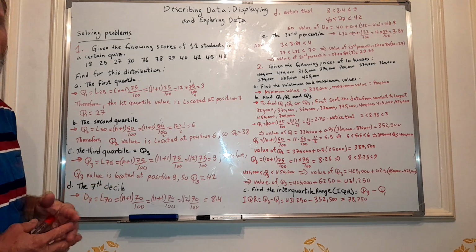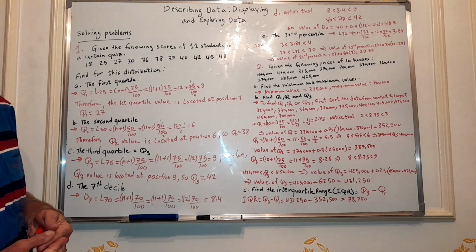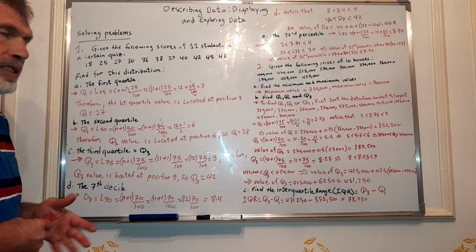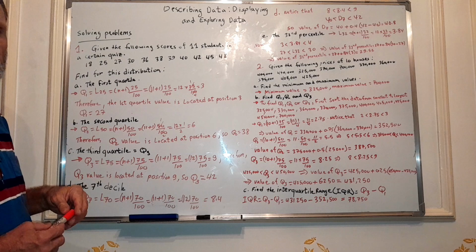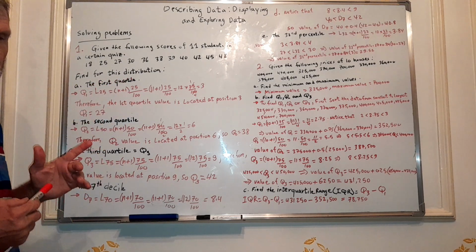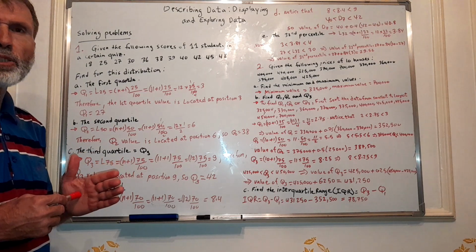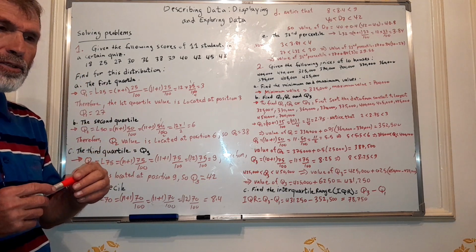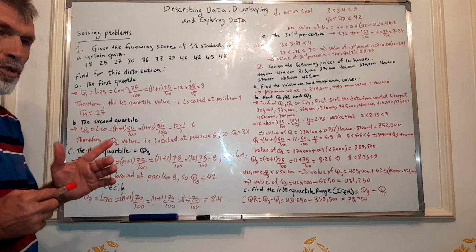So we have 11 scores of 11 students in a certain test. These are the scores, okay? Now, find for this distribution the first quartile. Remember, the first quartile is labeled Q1. We're going to label the first quartile by Q1.